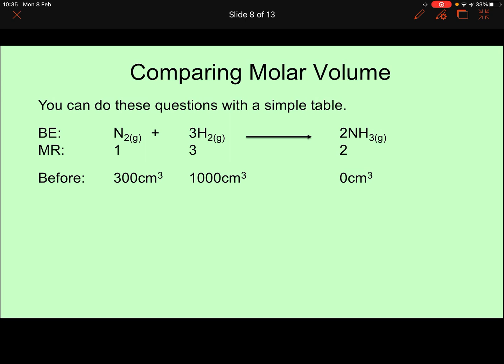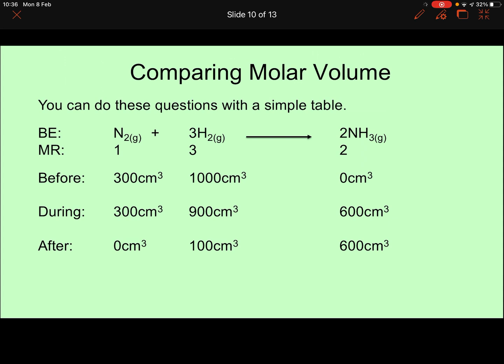So basically, what you do is you write down your balanced equation, then your molar ratio, and you write down everything that you've got before the reaction starts. So the question said we had 300 centimetre cubed of nitrogen and 1,000 centimetre cubed of hydrogen. Then you write down what's happening during the reaction. Well, 300 centimetre cubed of nitrogen is reacting with 900 centimetre cubed of hydrogen to produce 600 centimetre cubed of ammonia.